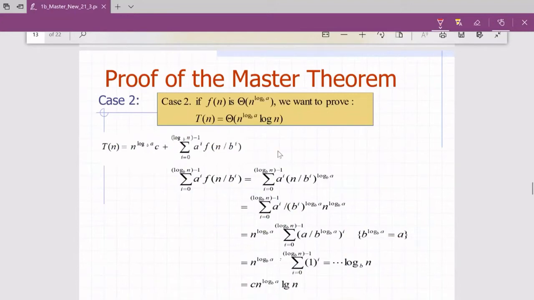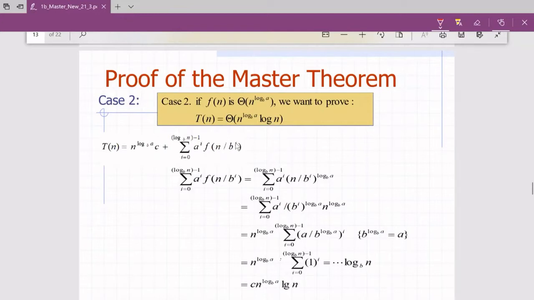Case 2. If f(n) is exactly n^(log_b a), then what do we do? We want to prove T(n) equals n^(log_b a) log n for any base, constant base. Here it's just log n, log 10.